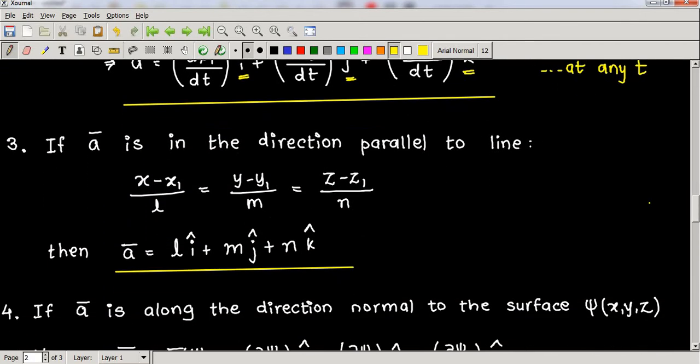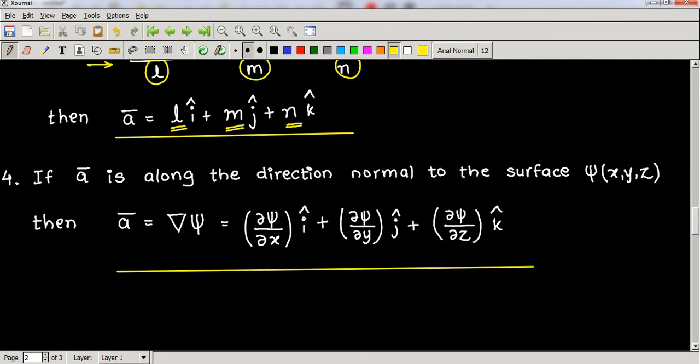Case 3 will be if a bar is in the direction parallel to the line (x minus x1) upon l equal to (y minus y1) upon m equal to (z minus z1) upon n. Then the direction of vector a bar, which is parallel to this line, will be identified by the direction ratios or direction cosines provided in the line. That is, a bar is equal to l i bar plus m j bar plus n k bar.